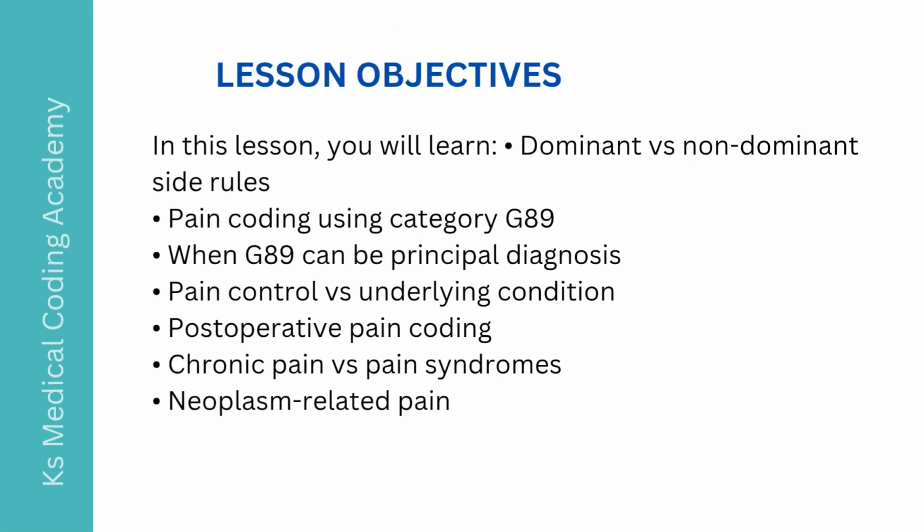Lesson objectives. By the end of this lesson, you will clearly understand how to code dominant and non-dominant side. Pain coding using Category G89. When pain codes can be principal diagnosis. Pain control versus treatment of underlying condition. Post-operative pain rules. Chronic pain versus pain syndromes. Neoplasm-related pain coding.